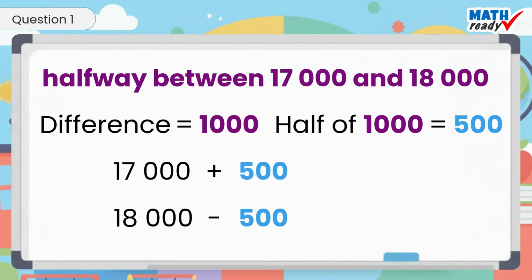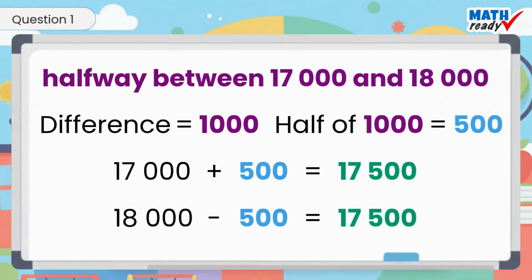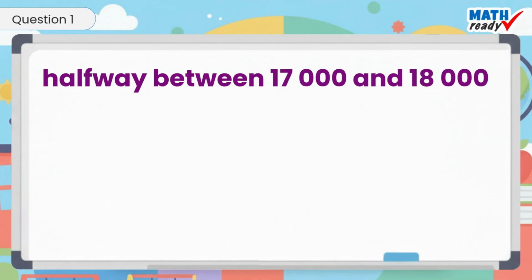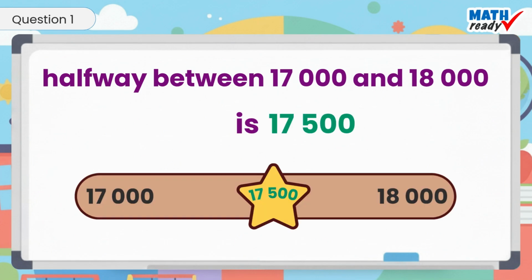17,000 plus 500 is 17,500, and 18,000 minus 500 is 17,500. So, the number that is halfway between 17,000 and 18,000 is 17,500. Let's have a look at the second example.